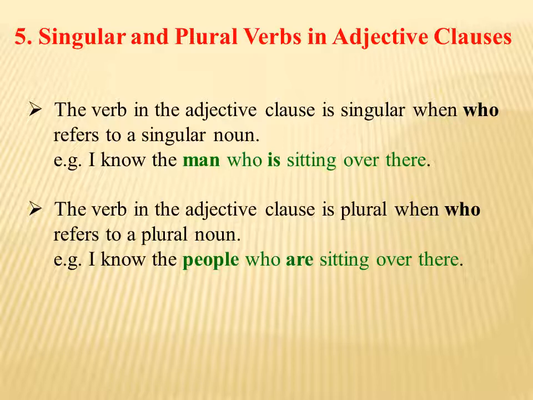Now the verb in the adjective clause is plural when who refers to a plural noun. Example, I know the people who are sitting over there. Who are sitting over there refers to the plural noun people. So the verb be is in its plural form are.